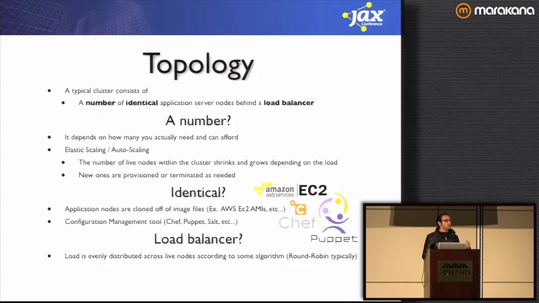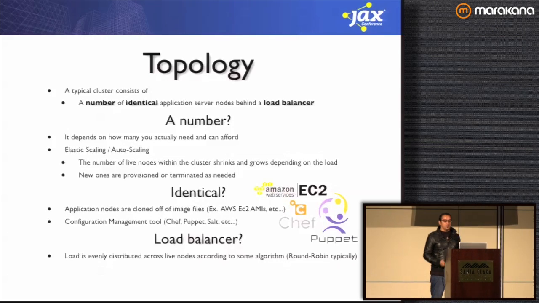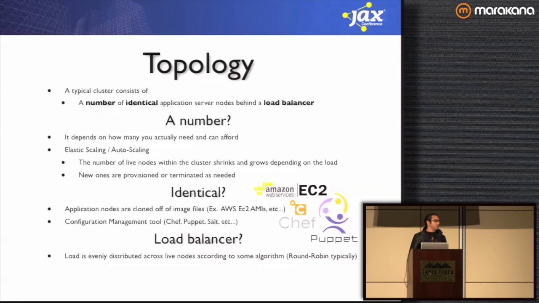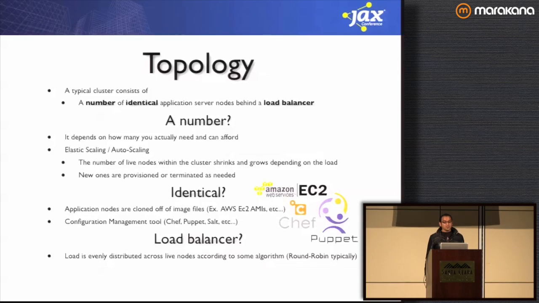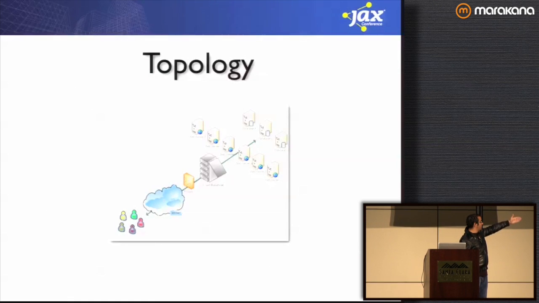You can use Chef, or you could use Puppet, or you could simply just clone your code off of Amazon EC2 AMI images. And the last major component of a cluster is the load balancer, which means that we have a load that is to be distributed evenly across this cluster according to some kind of algorithm. Round robin is typically the standard configuration. So we're talking about something like this. We have all of these people over there, behind a firewall. We have the load balancer, and we have these nodes. And then the requests go through the load balancer, and they get routed to one of those machines.